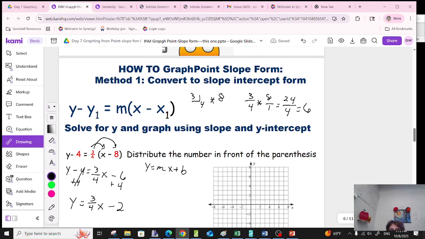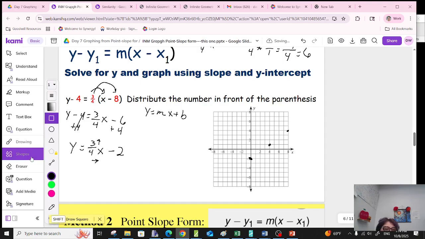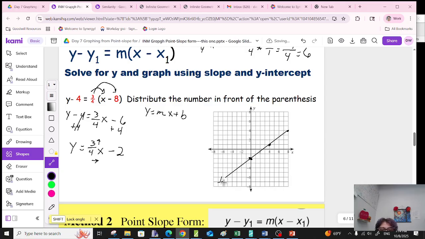Now I can graph because I have it in slope intercept form. So here, I'm going to go down 2, make a dot. And then I'm going to go up 3 over 4. 1, 2, 3. 1, 2, 3, 4. I had just enough room to get that one out there. Now, because I'm on this board, I can actually draw a nice straight line instead of the wiggly lines. There we go.